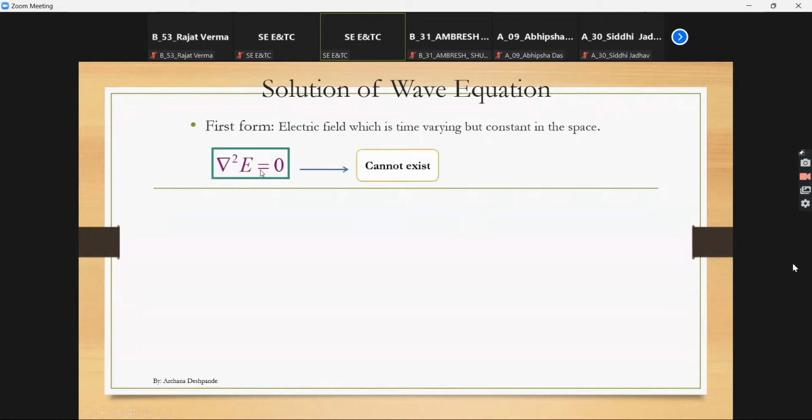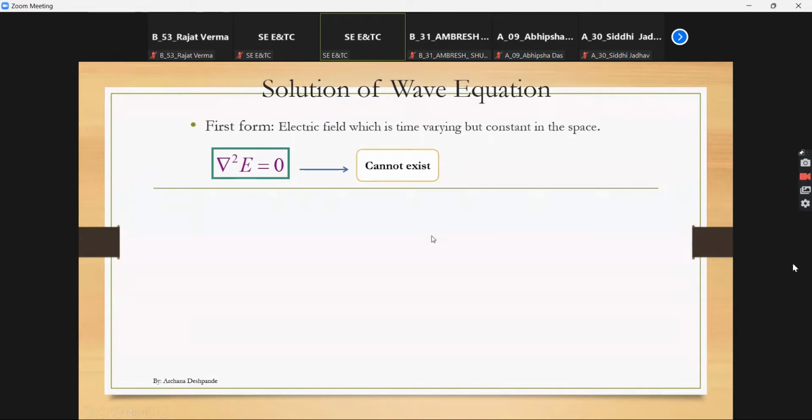So my wave equation is going to be like this. Okay, so why is this zero? Because this is del. Del is ∂/∂x, ∂/∂y, ∂/∂z. Obviously it is a second order, but the left hand side shows the differentiation with respect to the spatial coordinates. But what we are saying is that it is constant in space. So that means del square E is going to be 0. Can this electric field be in this form? This cannot exist. Why can this not exist?